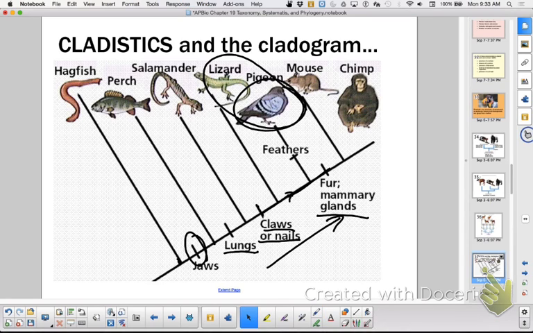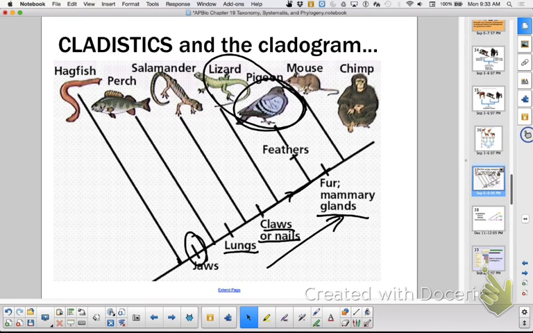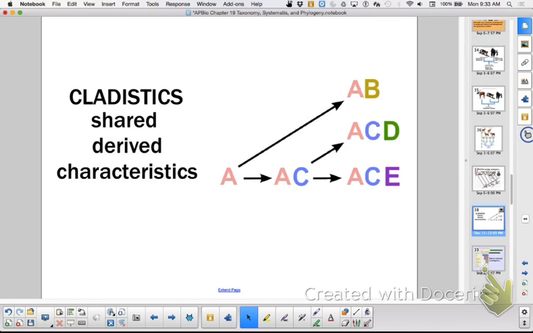And when you organize one, okay, you're looking at those shared derived characteristics, and could Blue explain this simple diagram right here? What did they do in this simple diagram? Go ahead.